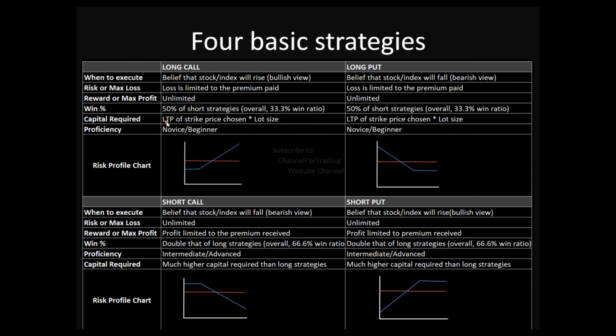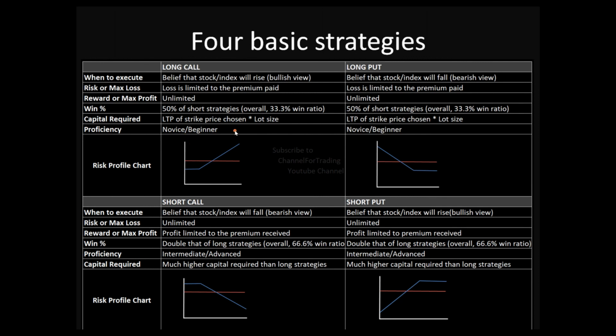Capital required: the last traded price of the strike price chosen into the lot size. So for example, if you are choosing the Nifty strike price of 13,500, which is trading at maybe 75 rupees, that 75 rupees into the lot size, which is also 75. So 75 into 75. That much premium you have to pay for buying that call option. Okay. And the proficiency is novice or beginner.